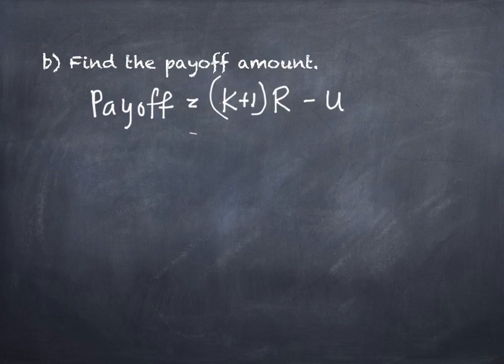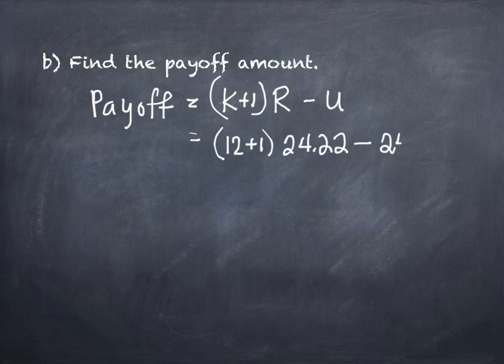What was K? 12. So this is 12 plus 1, or you could put 13 in there. What is R? That was my 24.22. And what is my unearned interest back from problem A? $25. $24.